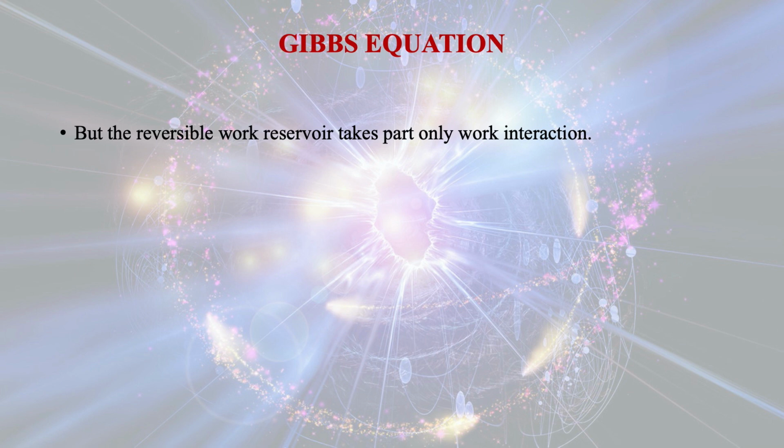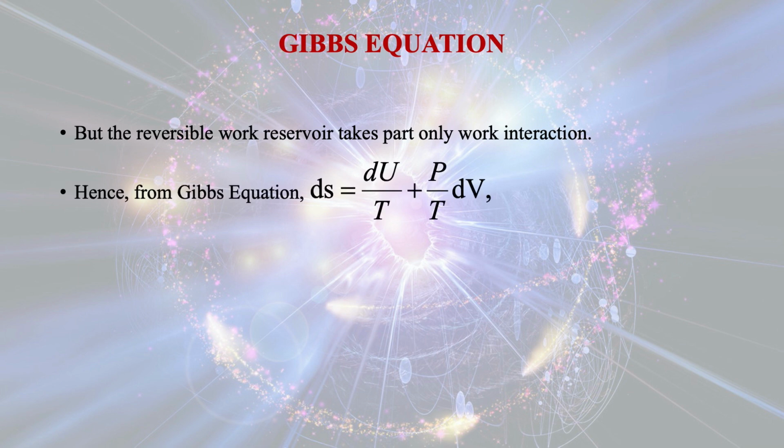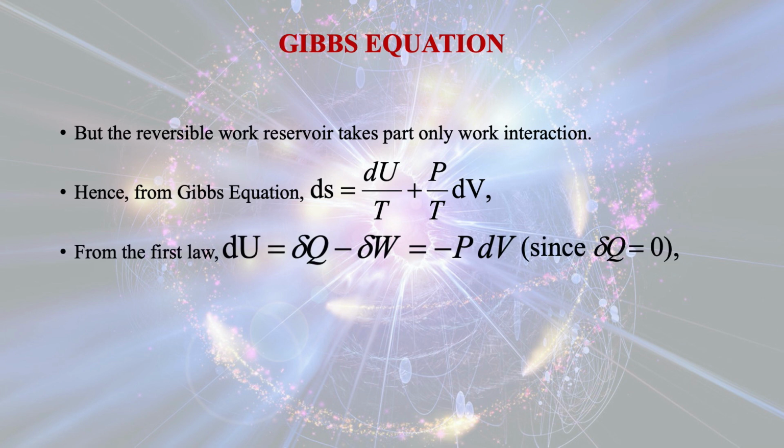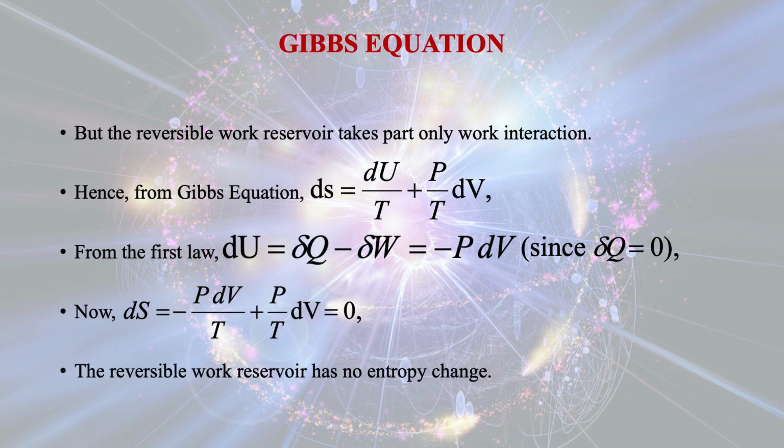But the reversible work reservoir takes part only in work interactions. Hence, from the Gibbs equation, the change in entropy is ds = du/T + (p/T) dv. From the first law of thermodynamics, we know very well that du, the change in internal energy, is equal to δq − δw, which is equal to −p dv, because for this case we are considering only work transfer, so δq is equal to 0. So ds = −p dv/T + (p/T) dv, which comes out to be 0. So the reversible work reservoir has no entropy change.